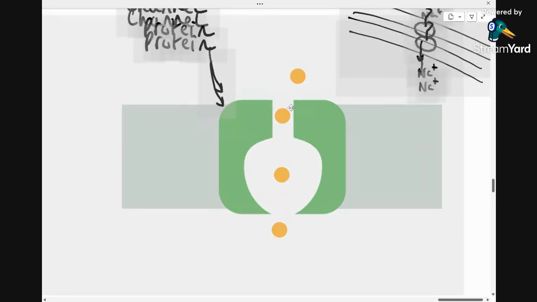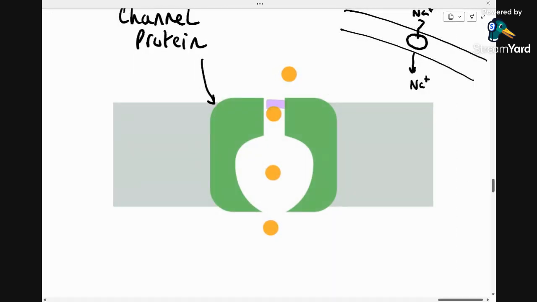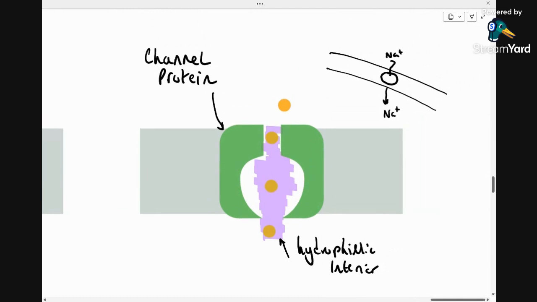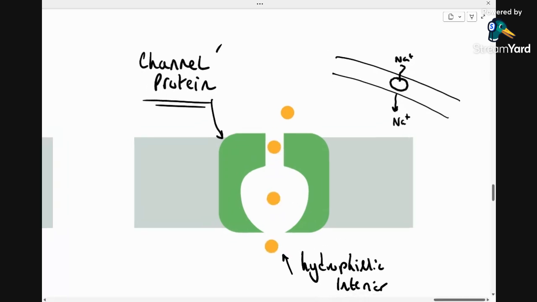Okay, so the inside of the channel is quite nice for charged things to move through. So this is a region of hydrophilicity. So it's a hydrophilic interior. Okay. How they do that, hopefully you'll appreciate when we do protein structure. It links to the R groups of amino acids that are used in the protein that themselves are hydrophilic. But anyway, don't worry too much about that for now. The key thing is that it's a channel protein, right? It's essentially a hole in the membrane.